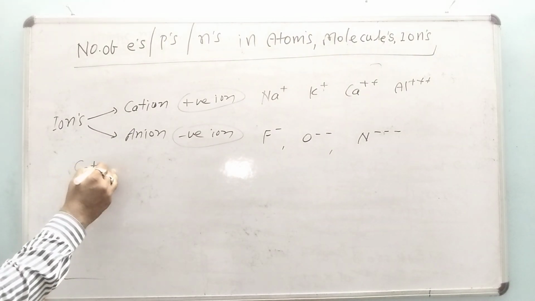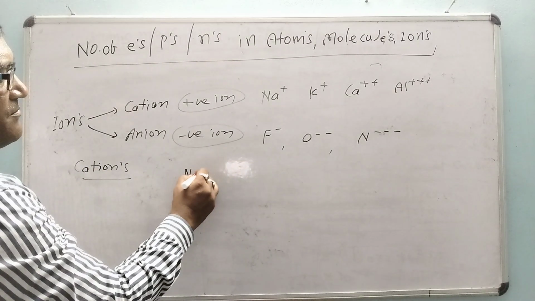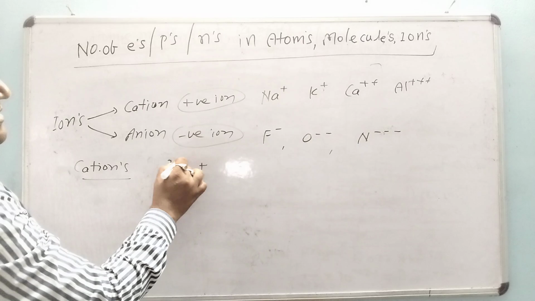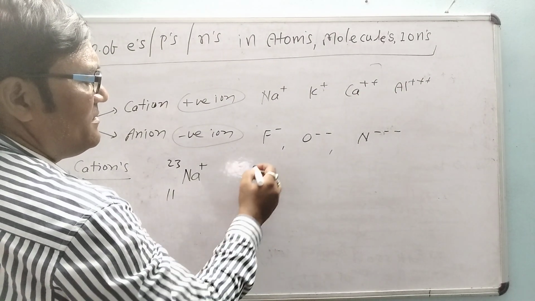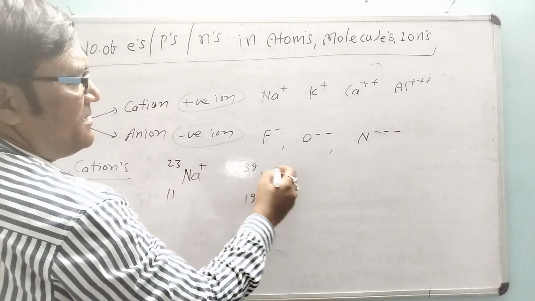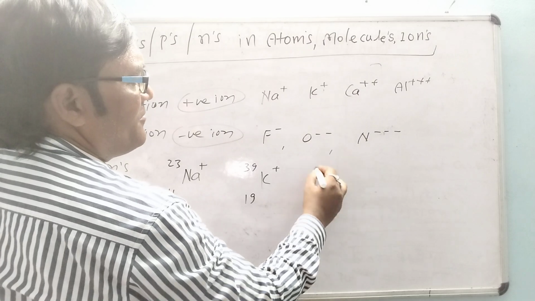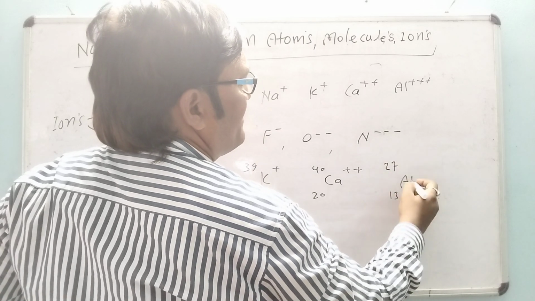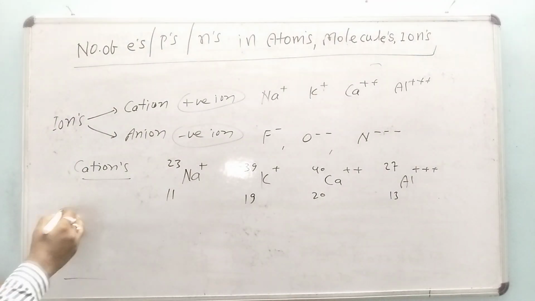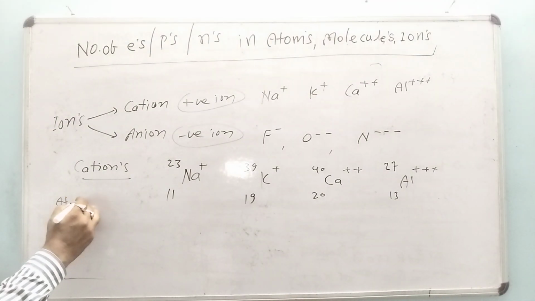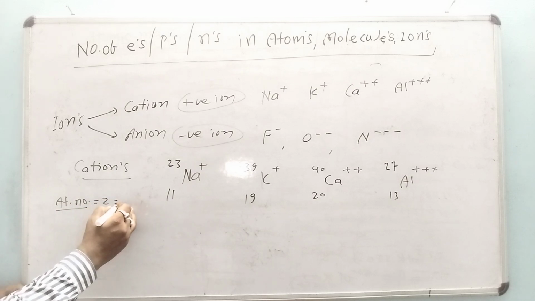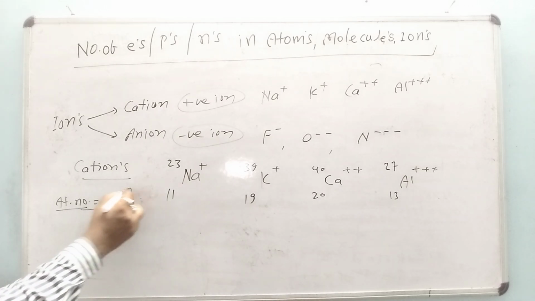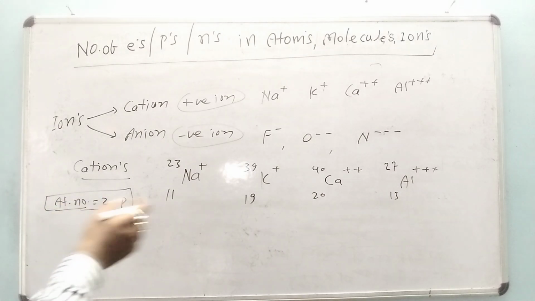In case of cations, sodium: here atomic number 11, atomic mass number 23. In case of potassium, 19 and 39. In case of calcium, 20 and 40. In case of aluminium, 13 and 27. Here these are atomic numbers. Z means atomic number, which means the number of protons. But here, electrons are not equal to protons.